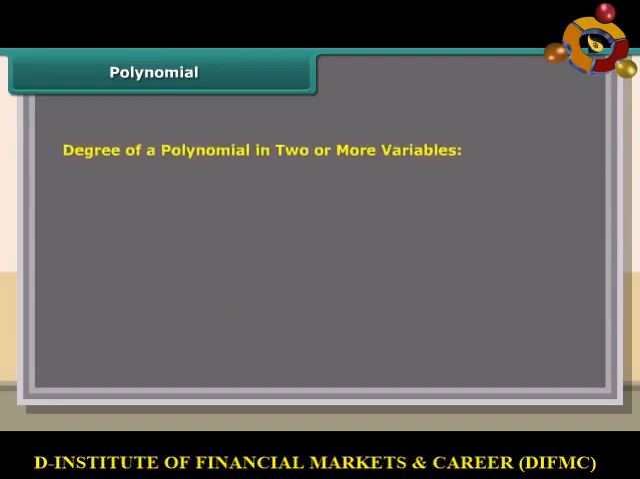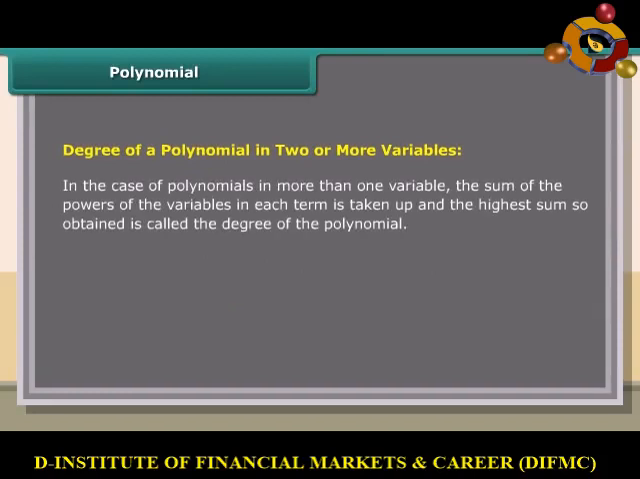Degree of a polynomial in two or more variables. In the case of polynomials in more than one variable, the sum of the powers of the variables in each term is taken up and the highest sum so obtained is called the degree of the polynomial. Example: 5x square y cube minus 3xy square plus 6 minus square root 2x raised to the power 4 is a polynomial of degree 5 in x and y.